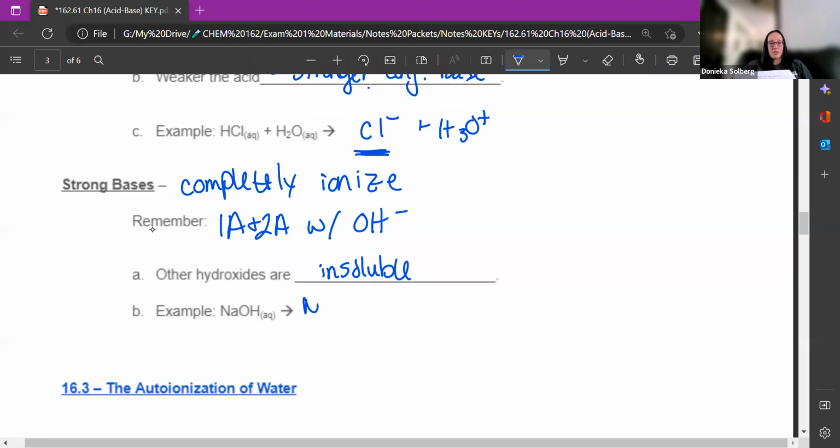And then example wise, if I were to write this, okay, we already said I put this in water and it turns into Na plus and OH minus. This is essentially basic, right? And it can't go backwards. So its conjugate acid really can't be an acid at all. Okay, so I just want you to keep those in mind for strong acids and strong bases.